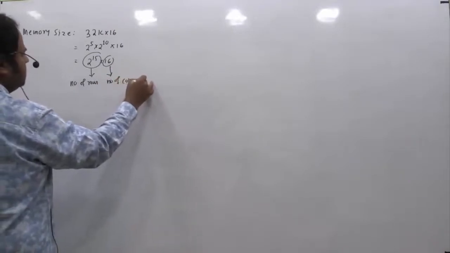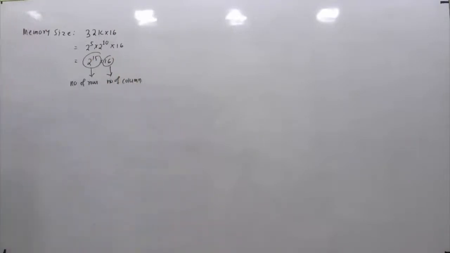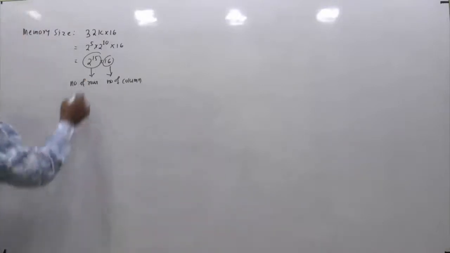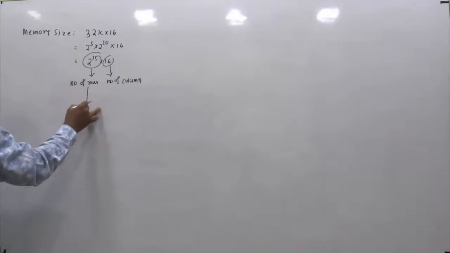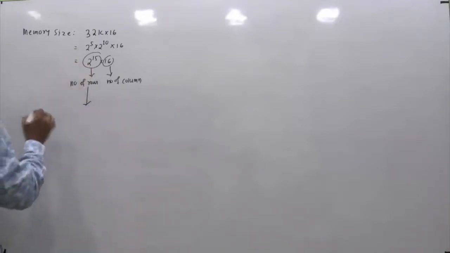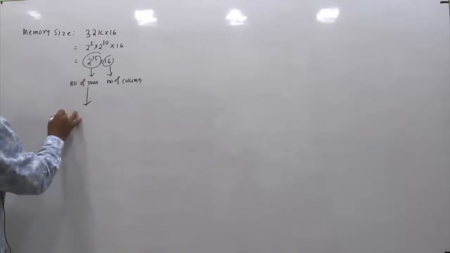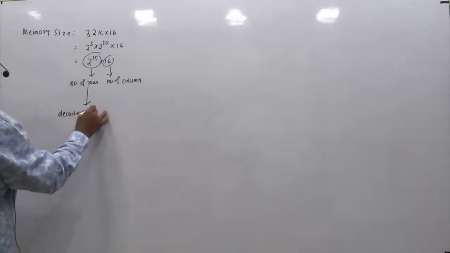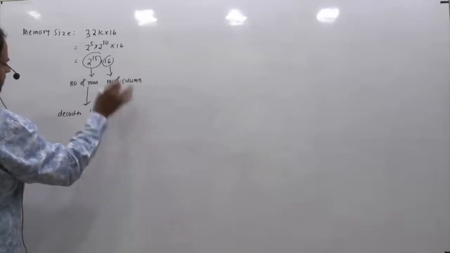So if you know the memory concepts, this is what it means. 2 raised to power 15 is the number of rows and the number of columns is 16 in this case. So these many rows have to be addressed. Now, if it has 2 raised to power 15 rows, then to design the system we need a decoder. The decoder size is 15 into 2 raised to power 15.